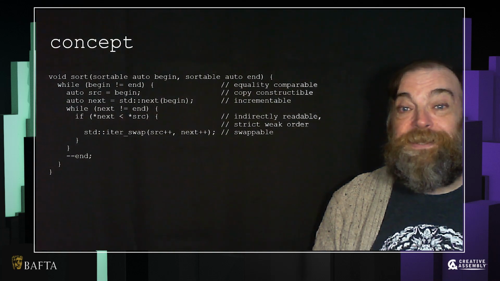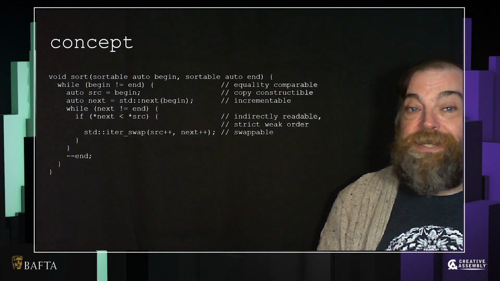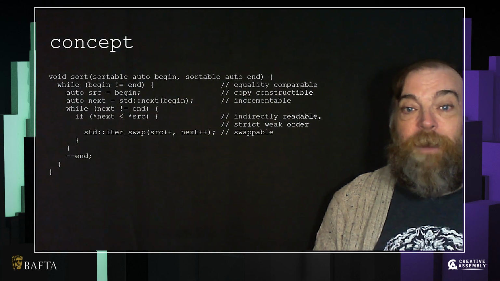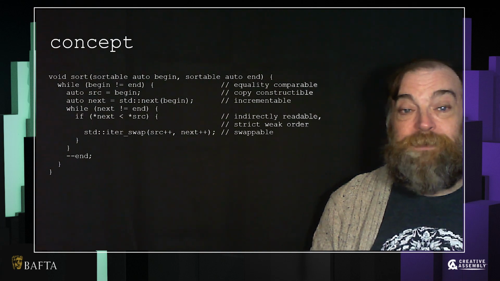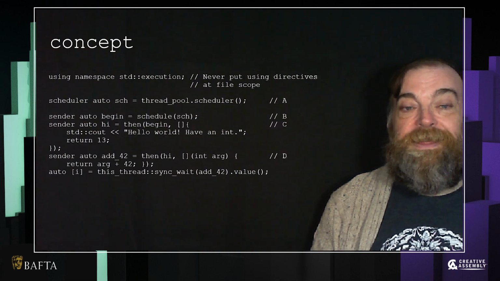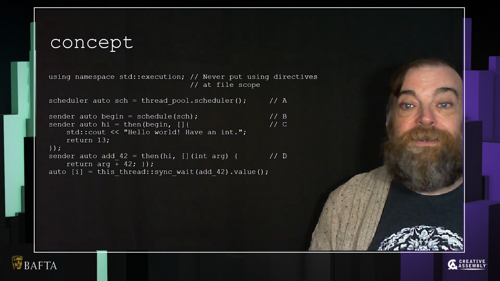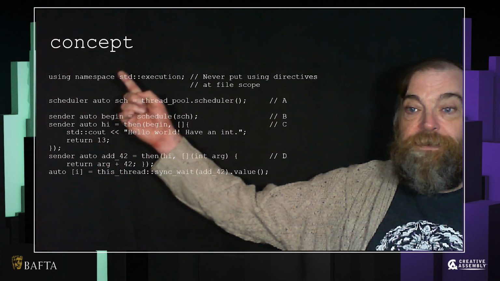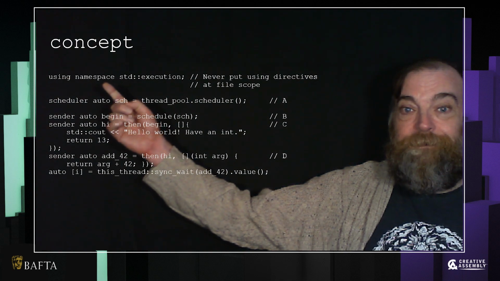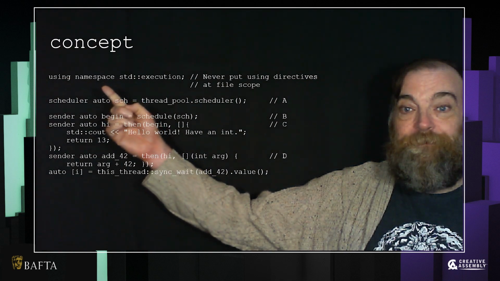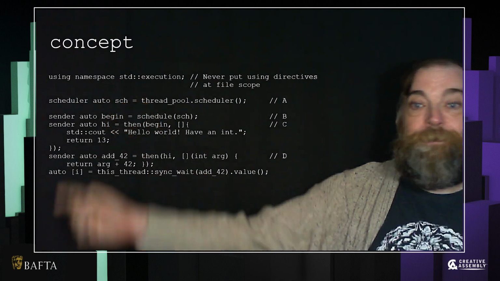Now, this isn't the only place where you will see a concept preceding the auto keyword. I want to show you a piece of code from a C++ proposal. Now, this is from the execution proposal, P2300. You can see a using namespace directive at the top. Don't do that. Never, ever, ever do that. It's only for slideware. Don't put using directives at file scope.